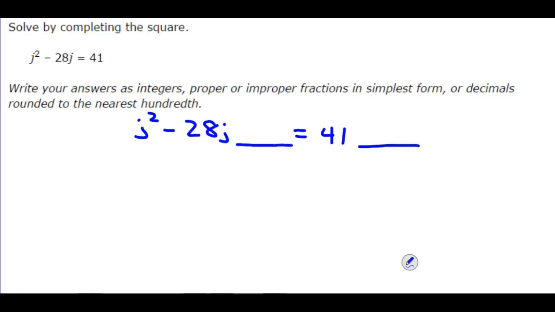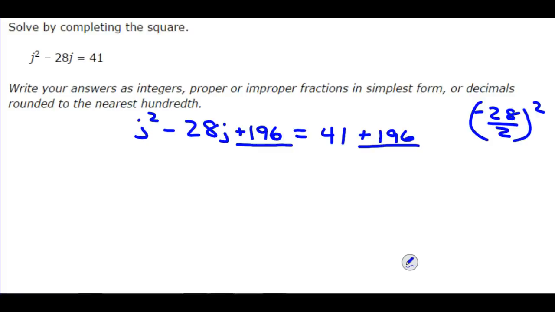Now, what I'm going to add to both sides is negative 28 over 2 and square it. When you have 14 squared or negative 14 squared, you should be adding 196 to both sides of this equation, because that's what 14 squared is. Yes, I've got it right. Check me in the class. Let me know if I'm wrong.